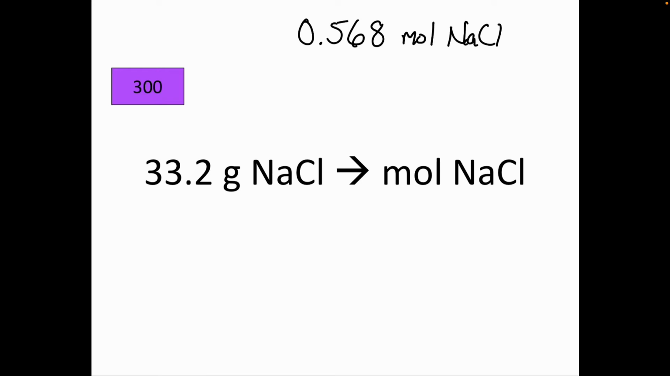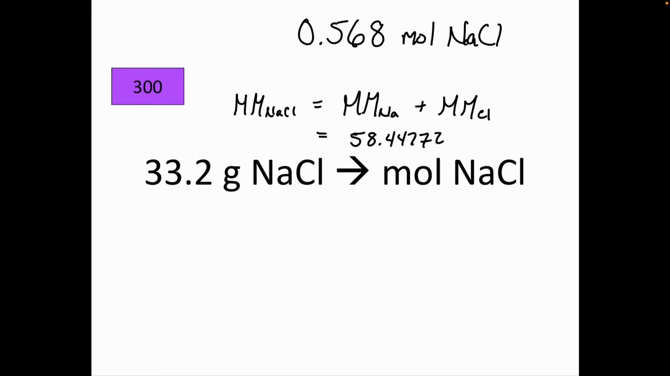0.0568 moles of sodium chloride. So again, I got mass and moles in the same problem. I know I'm going to need a molar mass. But I got a compound, so I'm going to have to calculate the molar mass by adding the molar mass of sodium to the molar mass of chlorine, which would give me 58.44274.